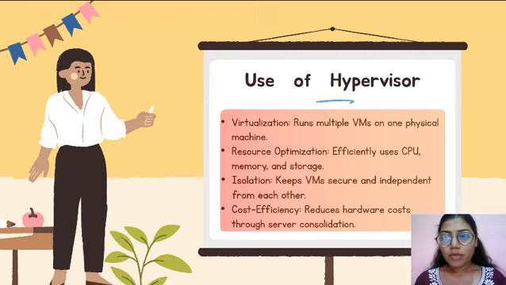Here are some uses of hypervisors. The first one is virtualization: run multiple VMs on one physical machine. The second one is resource optimization: efficiently uses CPU, memory and storage. Isolation: keep virtual machines secure and independent from each other. Cost effective: a hypervisor reduces hardware and cost through server consolidation.